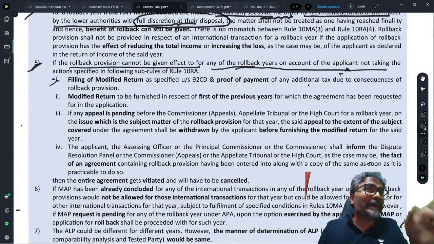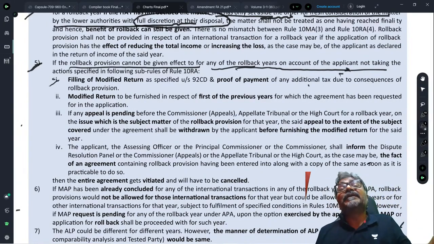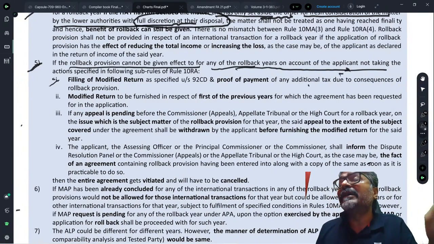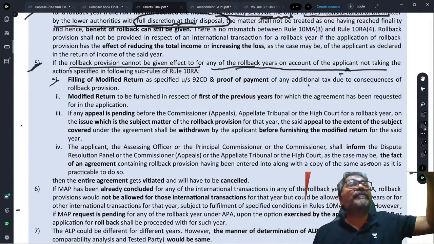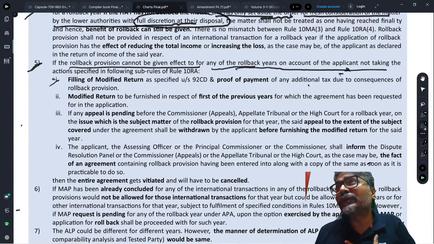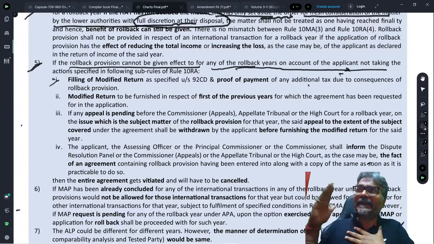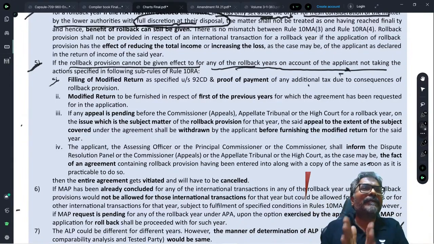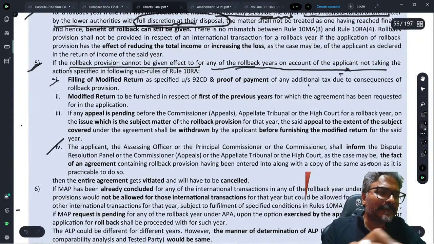So if you want to go for a rollback, kindly do ensure, students, that you have withdrawn the case from the court. The next point: withdrawal of the case before the court is mandatory for the purpose of getting the rollback. And the last point is that you also need to inform the court why you are withdrawing the case. You need to inform the court that the withdrawal is essentially because myself and the department have reached an agreement. That's exactly what they are trying to suggest in this case.